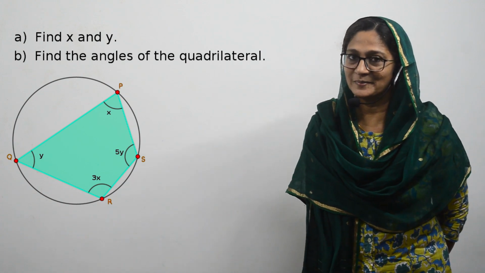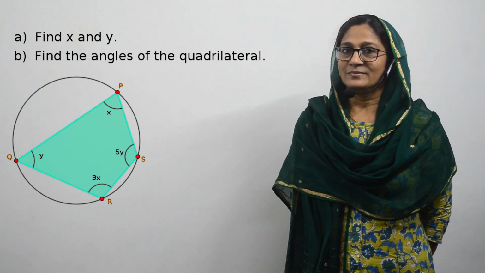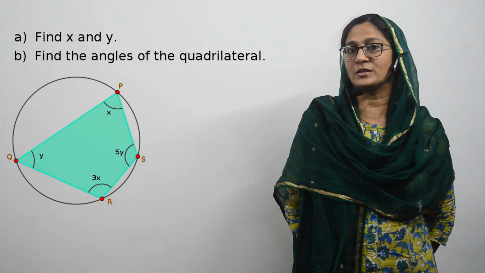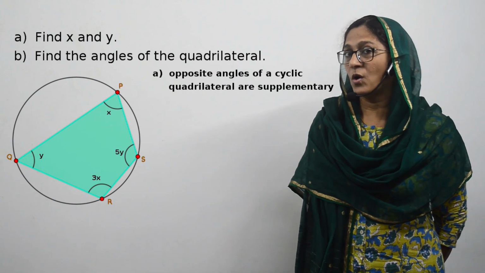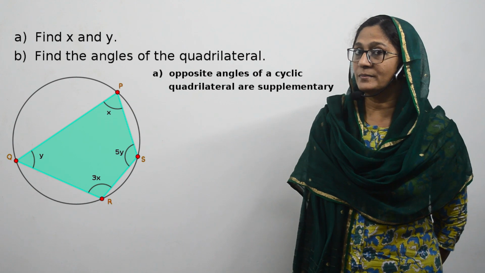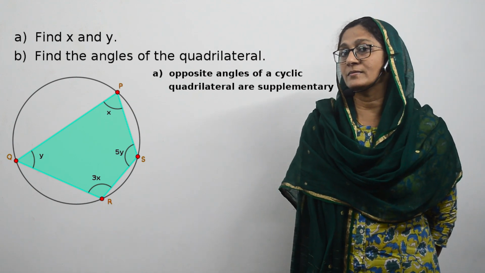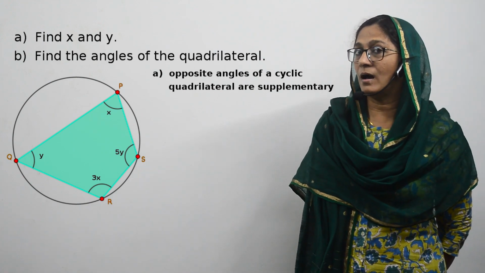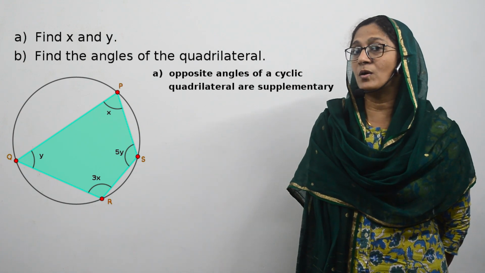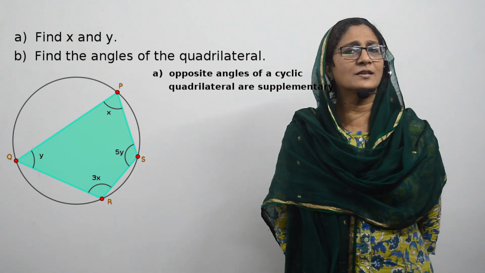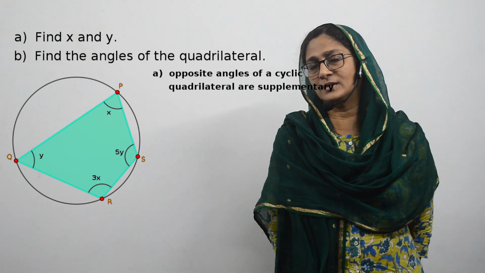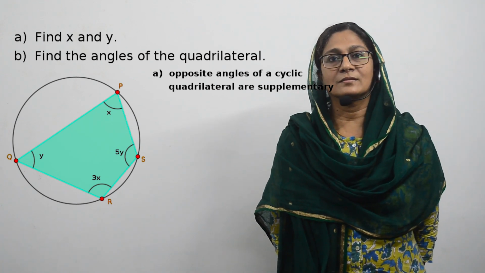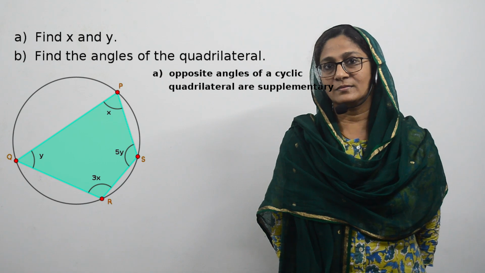Okay, let's try to do it. We have the result that in cyclic quadrilaterals, opposite angles are supplementary. Now, whatever the measures of the angles, if you add the opposite angles, you need to get 180 degrees. Angle P and angle R will give a sum of 180 degrees. The measures are x degrees and 3x degrees. So that means x plus 3x equals 180 degrees.